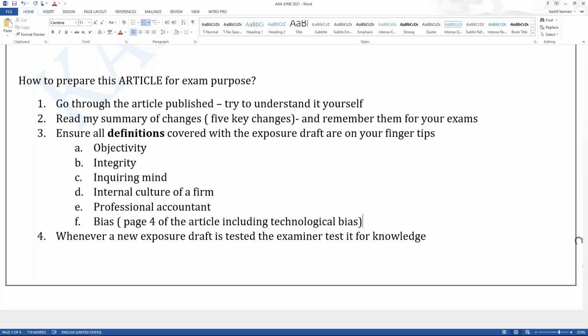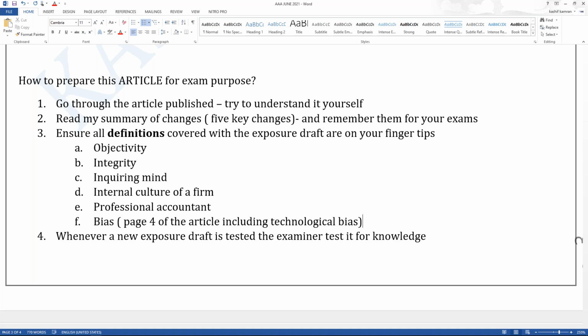Now it's your responsibility, right, that you follow the direction. So will you download this article? Will you read this article? Will you read my summary? Will you ensure all the key definitions are covered? And if you get something like 5 to 10 marks in the exam paper, will you be stressed out? Or will you realize the importance of this webinar, which has given you the right direction, right?